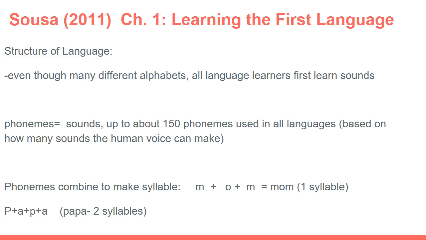But then in another word like papa, or papá in Spanish, there are two phonemes, P and A, the short A sound, P-A, P-A. Each P and each A together make a syllable.